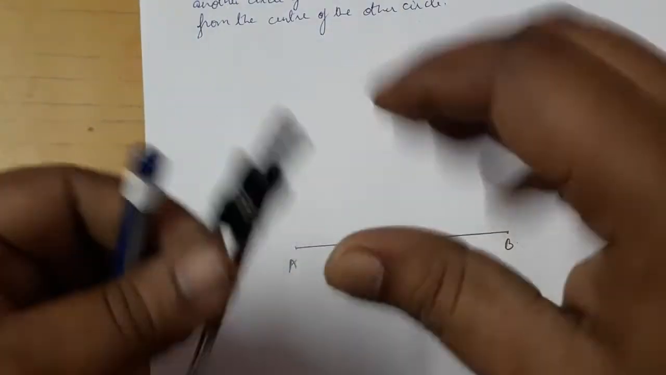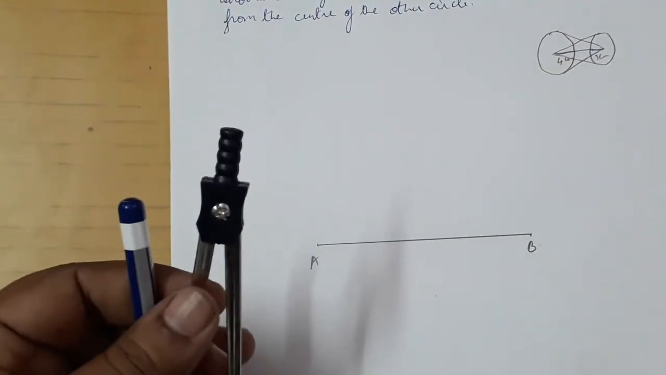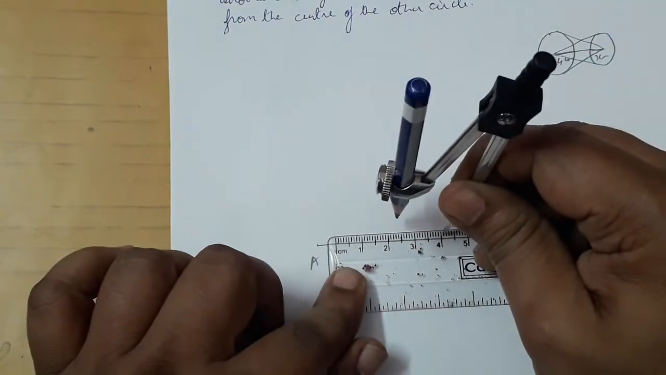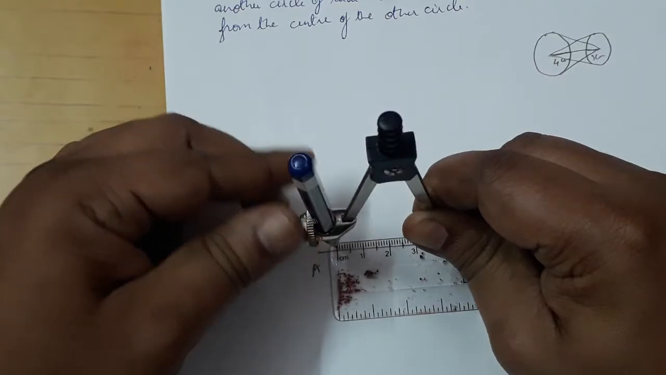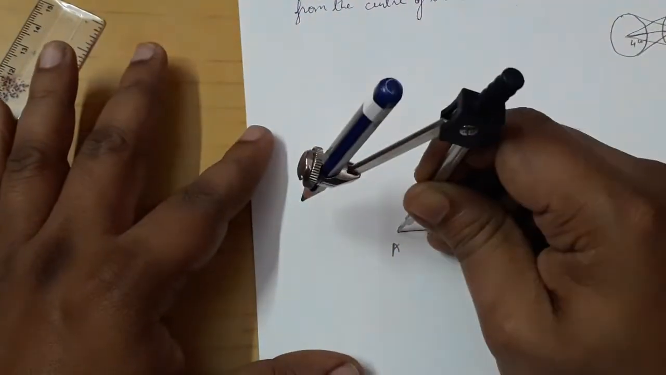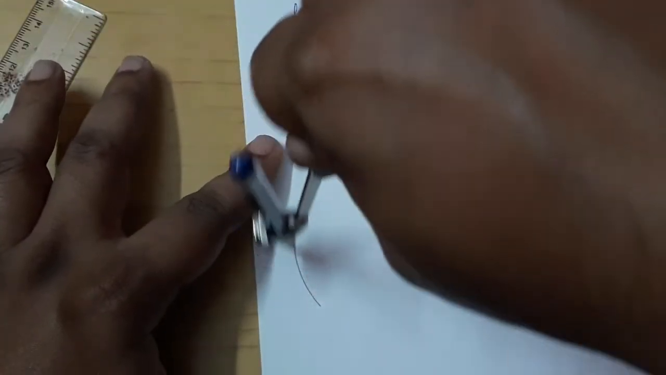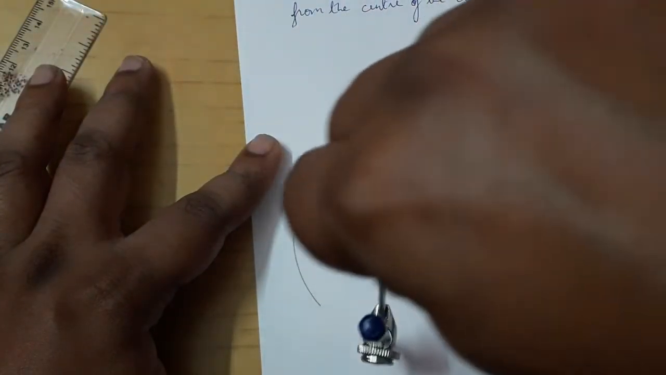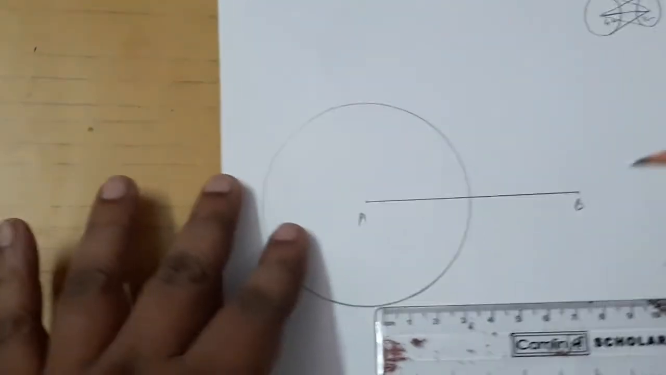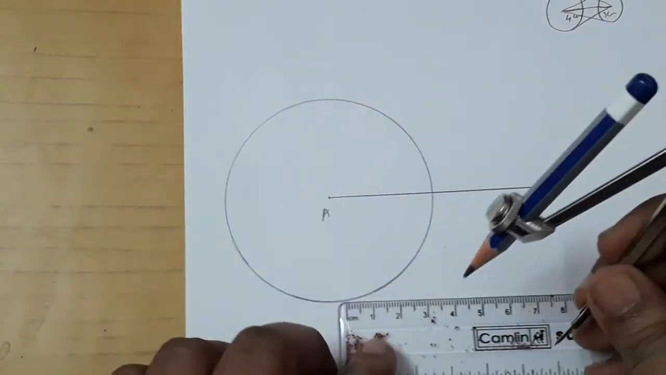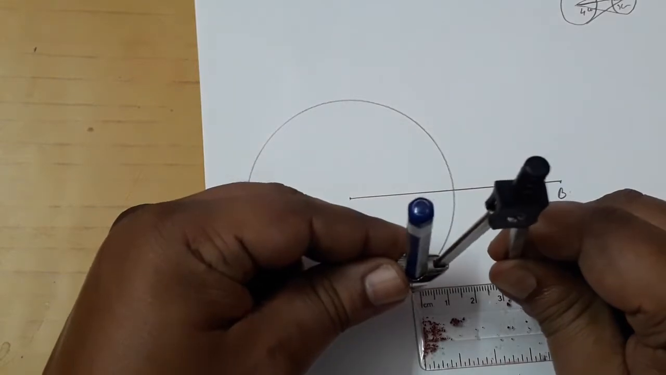And then taking A as center, we need to draw a circle of a radius of 4 centimeters. Okay, that's 4 centimeters. I'll take A as the center and construct a circle having a radius of 4 centimeters this way. And next I'll take B as the center and construct another circle, but this time it will have a radius of only 3 centimeters.